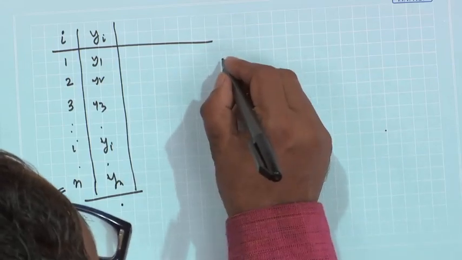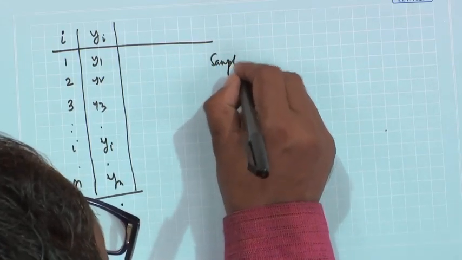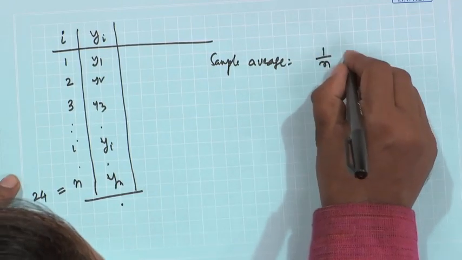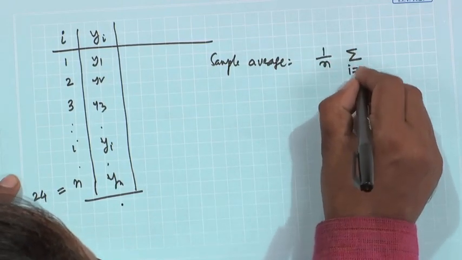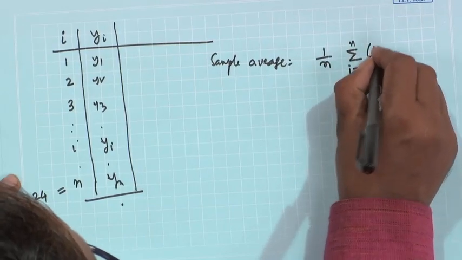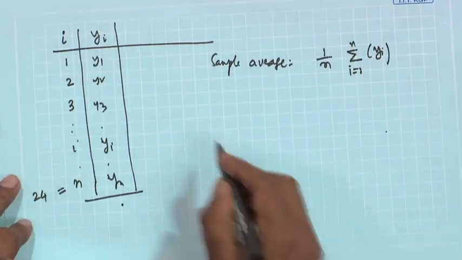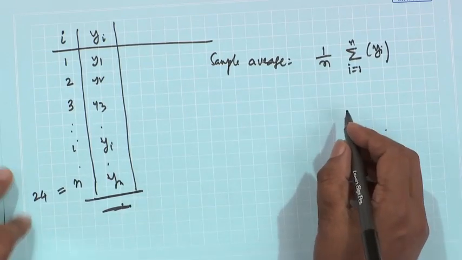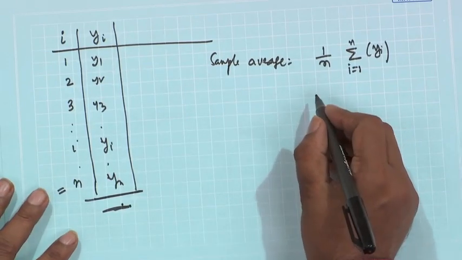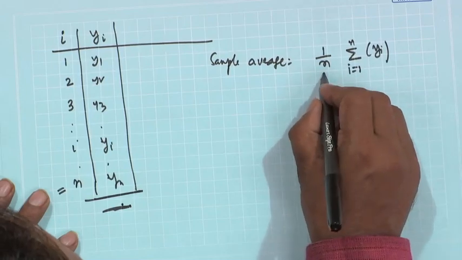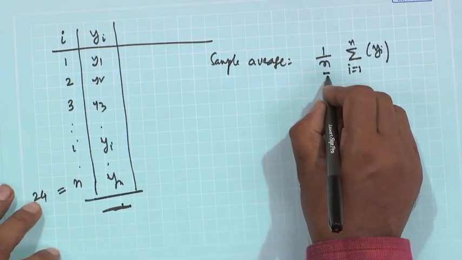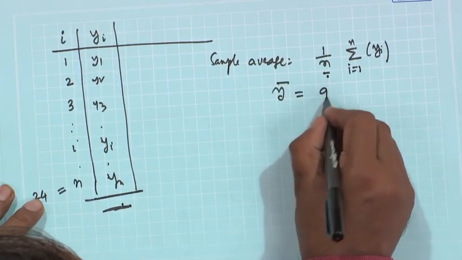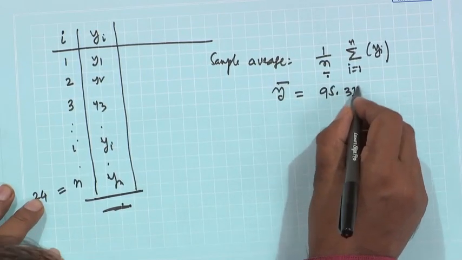Now, you want to compute the sample average. You can compute it using this formula: 1 by n, sum over i equal to 1 to n of yi. That means you take the sum of all those values for this given example, and when you divide by 24, the number of observations, you will get the sample average y bar equal to 95.333.